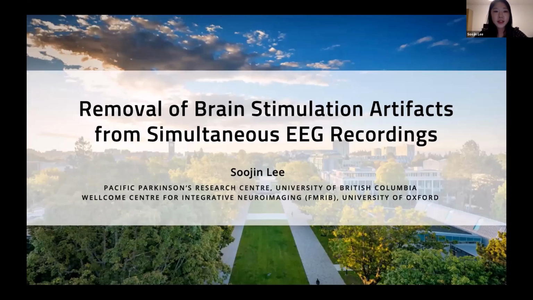My name is Susan Lee, and I'm a postdoc fellow at Pacific Parkinson's Research Center at UBC and the Wellcome Center for Integrative Neuroimaging at University of Oxford. I'm happy to have all of you here. So the topic I'm going to talk about is removing stimulation artifacts from simultaneously recorded EEG data. And I'll cover some of the technical challenges and several signal processing techniques to tackle the problem.